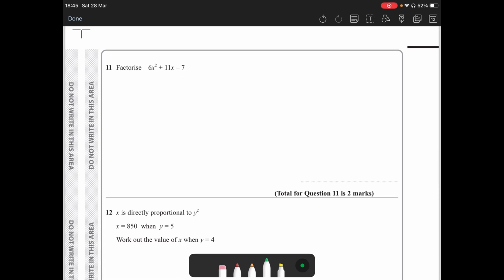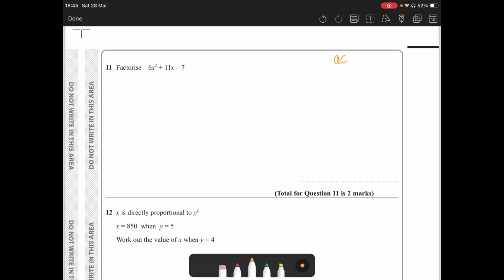Factorize. Okay, we love these questions. Now, if you're really confident with the trial and improvement method, fair enough. I like the old school AC method. Teachers love it. Teachers hate it. But it works, it's a one-size-fits-all method. It may not be the quickest, but it gets the job done.